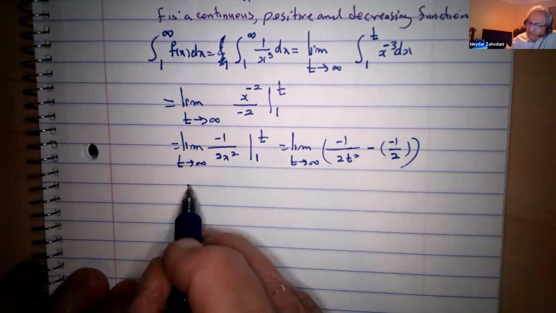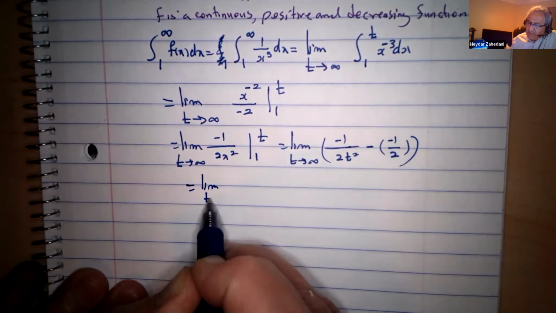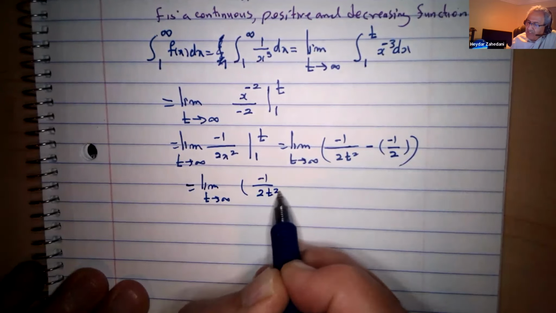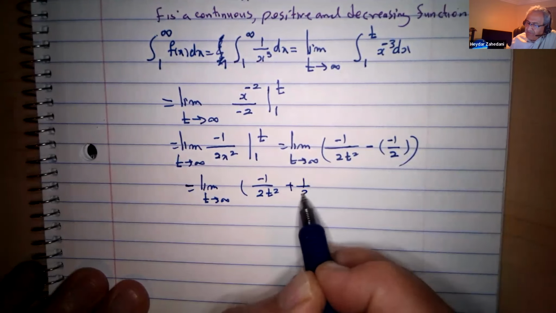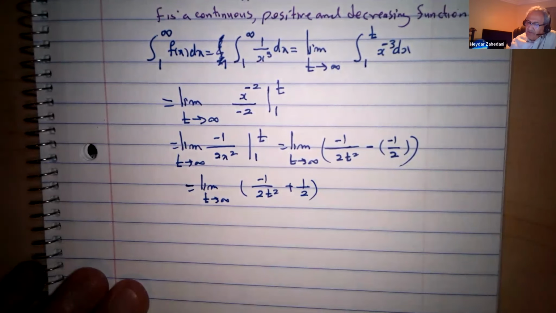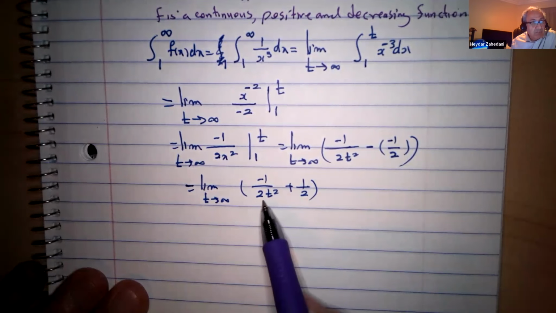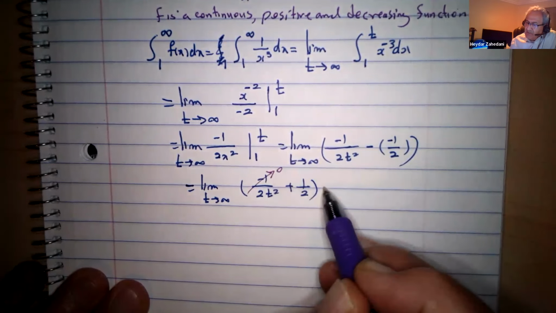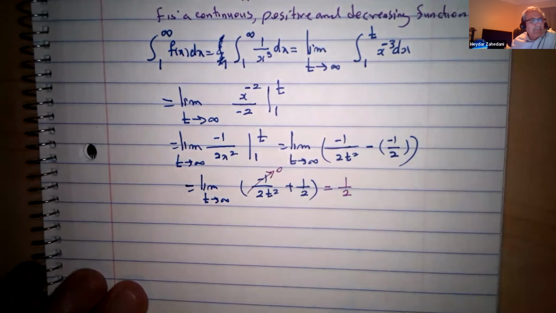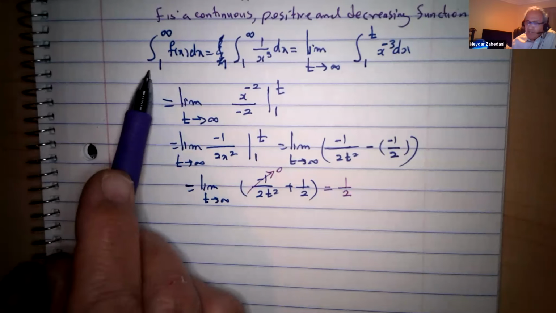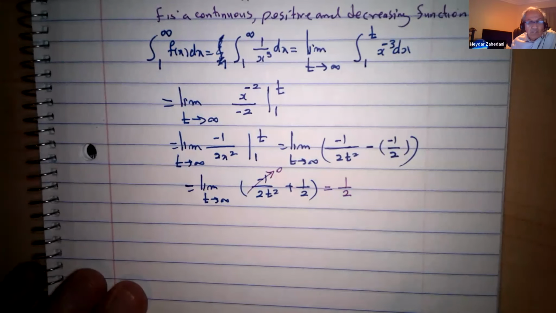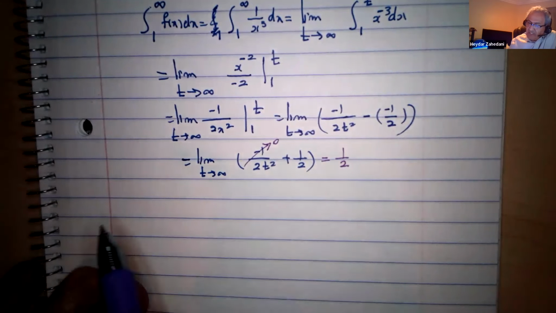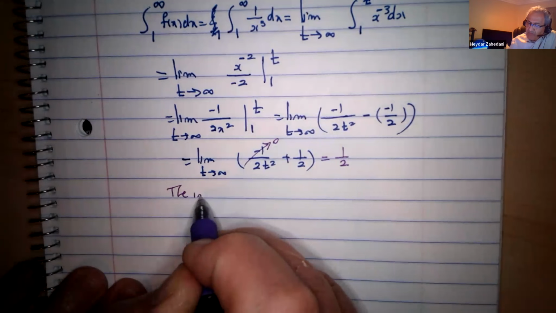Negative would be positive, so this is going to be the limit as t goes to infinity of -1 over 2t squared, and this would be a positive half. Now when t goes to infinity, the denominator goes to infinity, it's just the same problem that we did before. So this goes to 0, so the limit would be 1/2. So the integral is equal to 1/2, so this means the improper integral is convergent, so the given series is convergent, okay?